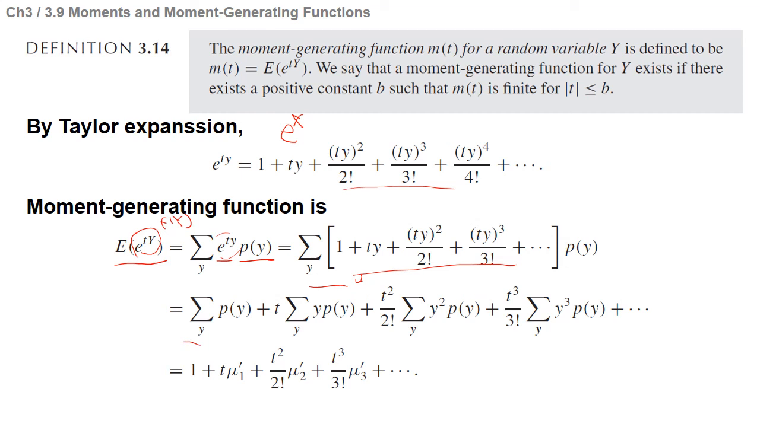and then this first term is 1, and this next term is the expected value of y, which is the first moment, and that is mu_1 dash. And from the second term, this is the expected value of y squared, which is the second moment, mu_2 dash. And from the third term, this is our third moment, which is mu_3 dash.